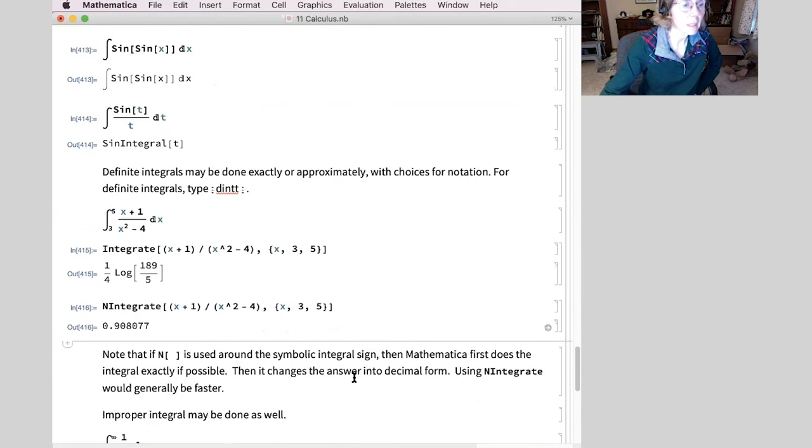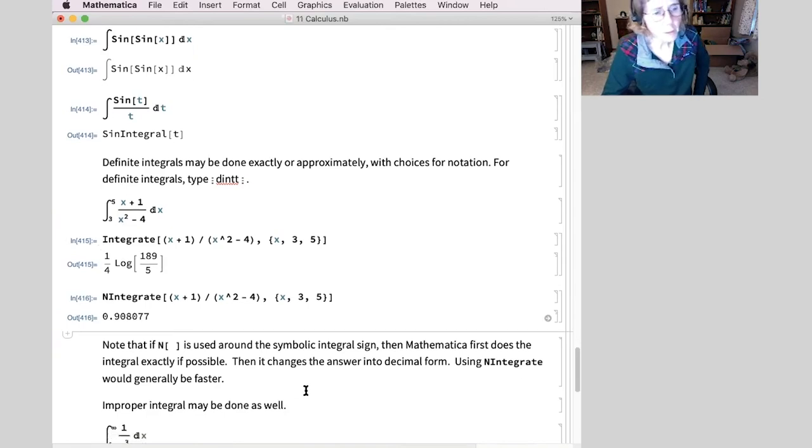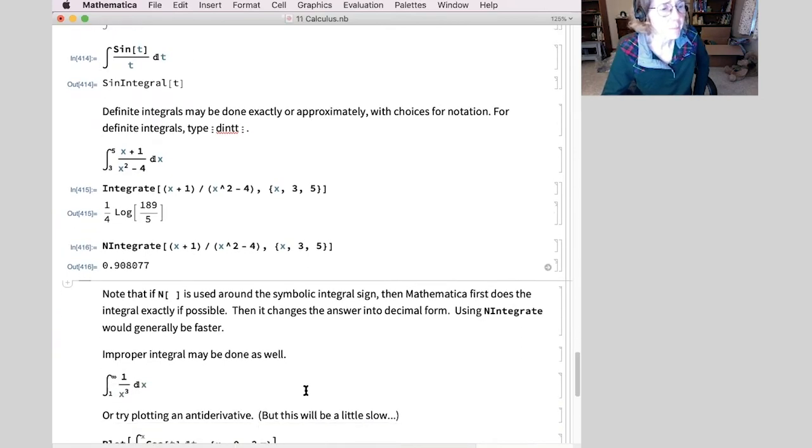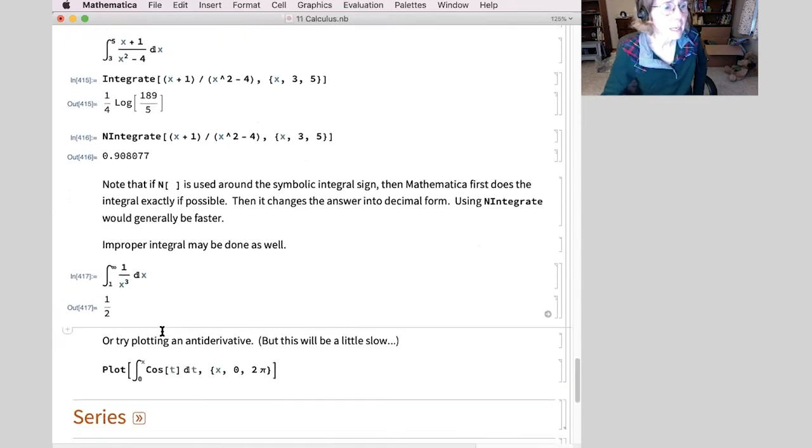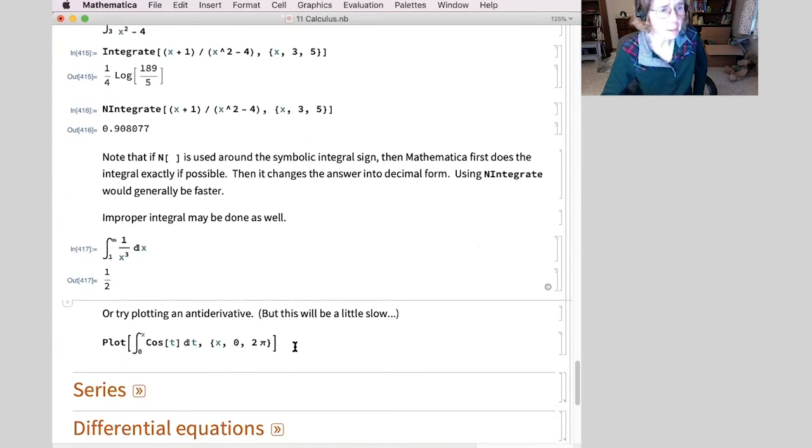That's okay. All right. Please note that this is more efficient than taking Integrate and then putting N in front of it, because what that means, if I do the integral first and then put the N in square brackets around that, it will try to do the exact integral first. And so sometimes that will just be slower. Depends what you're doing and how complicated it is. Improper integrals, no problem.